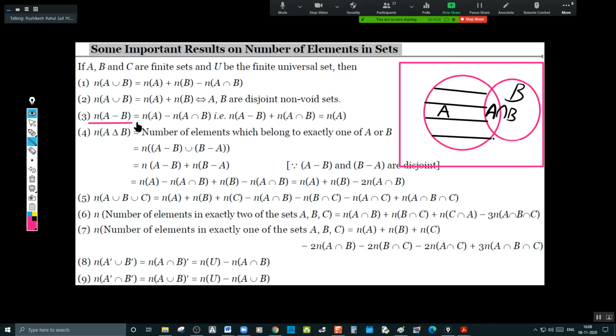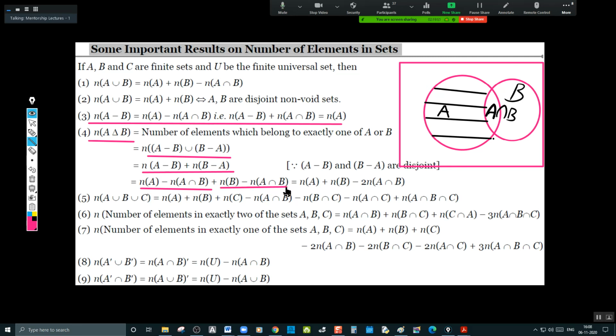Yes, please, the people respond. Yes, sir, understood. Right. Next, N of A delta B. That's what we are discussing. N of A minus B union B minus A, or it can also be written as N of A minus B plus N of B minus A, or it can also be written as N of A minus N of A intersection B plus N of B minus N of A intersection B.